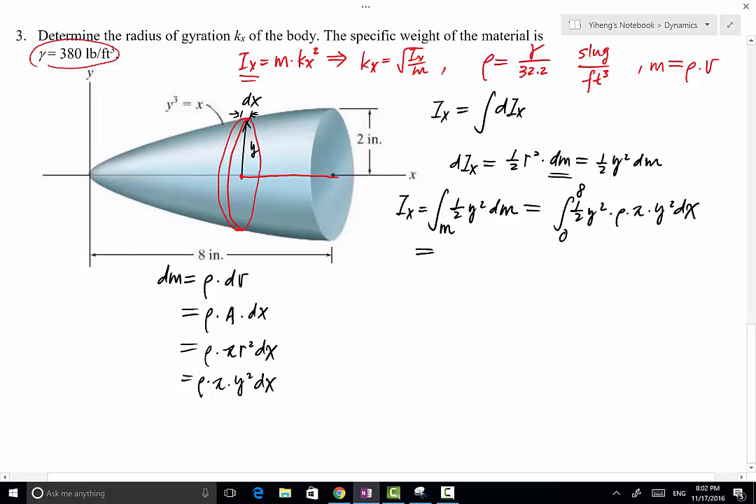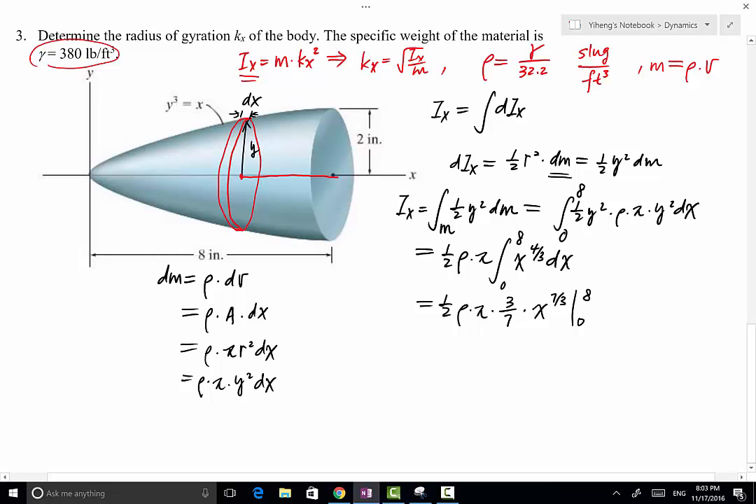Now, pull out all the constants. 1/2 rho times pi are constants. So we're left with y to the 4th power dx. But don't forget, y to the 3rd power equals x. Therefore, y to the 4th power equals x raised to the 4/3 power dx from 0 to 8. And this becomes 1/2 rho times pi times, doing the integration, 3/7 times x to the 7/3 power, evaluated from 0 to 8.